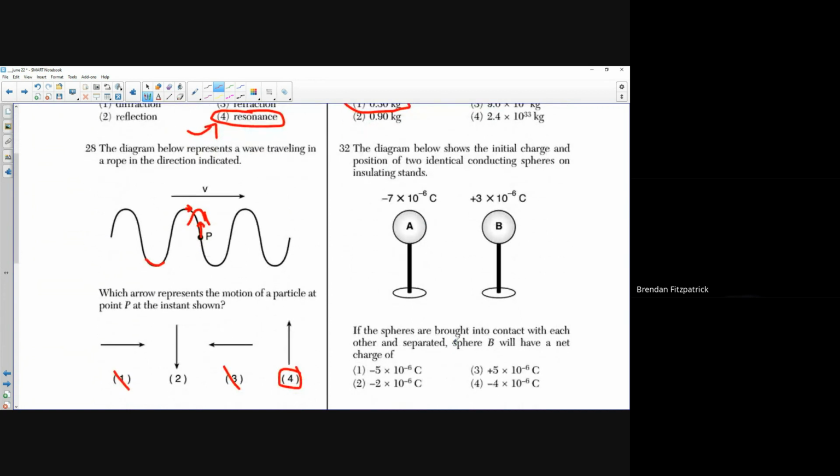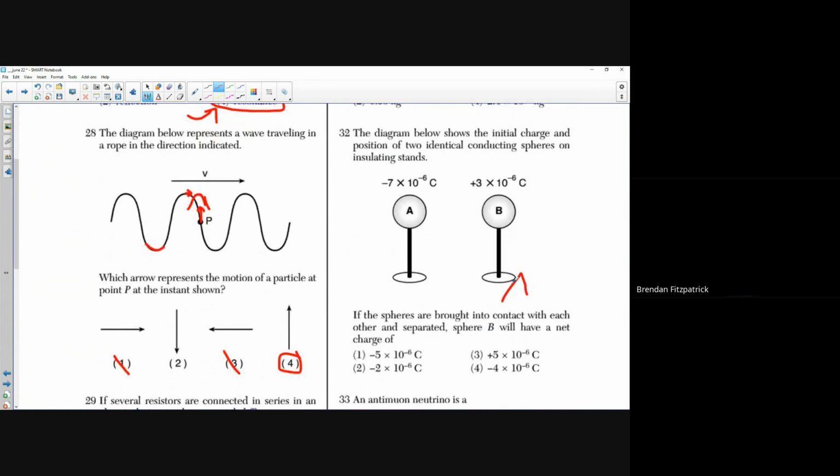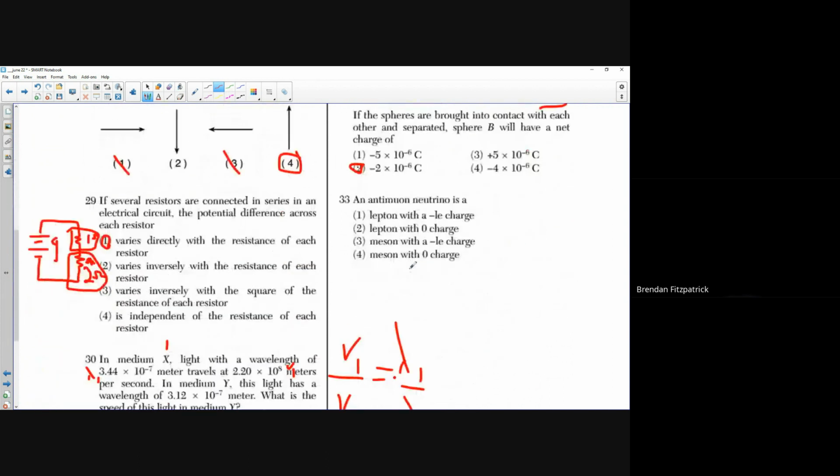Spheres are brought into contact and separated, the net charge in B, you have to take the average of the charges. So you're taking the average of these two numbers. -7 times 10 to the -6 plus 3 times 10 to the -6 is -4 times 10 to the -6. Divide that by 2 because I'm taking the average, and I get -2 times 10 to the -6. And 32 is choice 2. 33. An anti-muon neutrino is a lepton, and it's a neutrino, so it's neutral. 33 is 2.